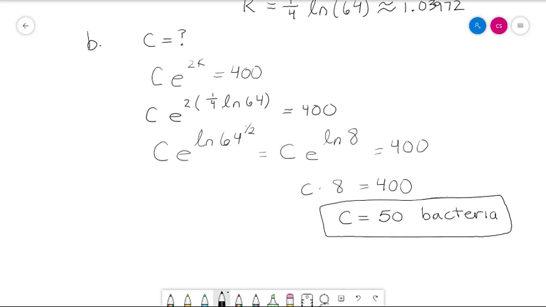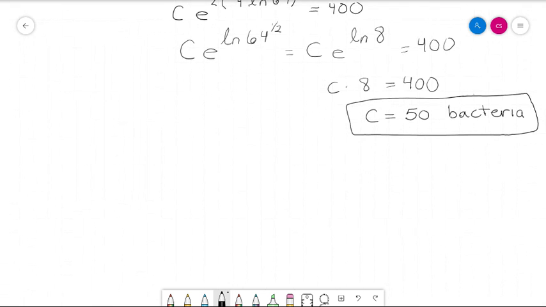Okay, so we have K and we have C. So now in part C, we're going to put all of these pieces together and we're going to get a model for the population. Y is the population of bacteria as a function of time. Okay, so Y of T is equal to C, the initial population, which is 50, e to the K, which was 1/4 natural log of 64, and then times T.